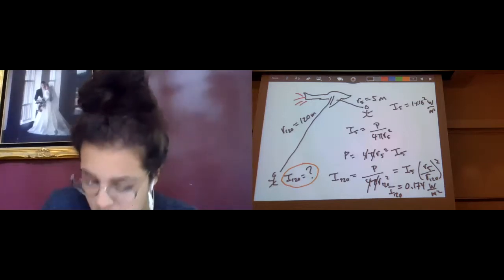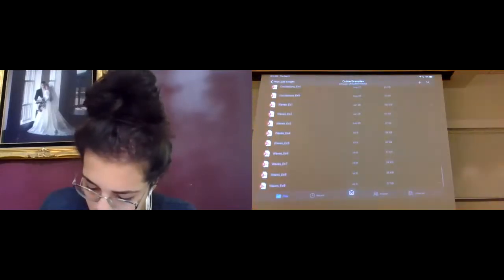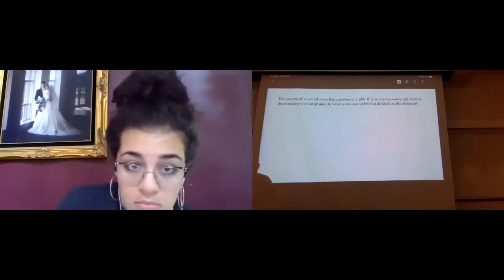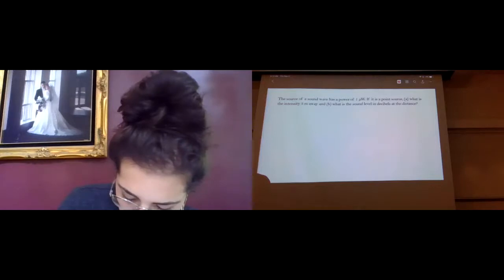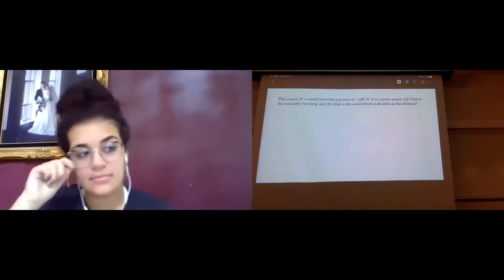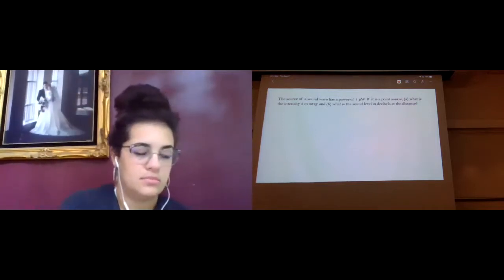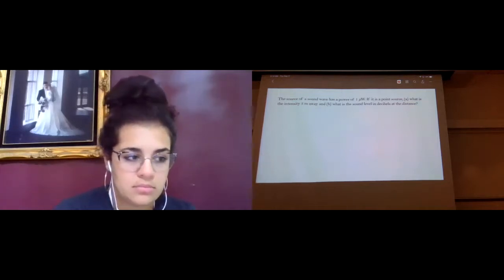Let's do another problem. So the next problem, 4.5, says that the source of a sound wave has a power of 1 microwatt. Everybody know what micro means? 10 to the minus what? 6, good. So 10 to the minus 6 watts. And it then says that if it is a point source, what is the intensity 3 meters away from the source? And then what is the sound level intensity in beta, or in decibels, at this distance?